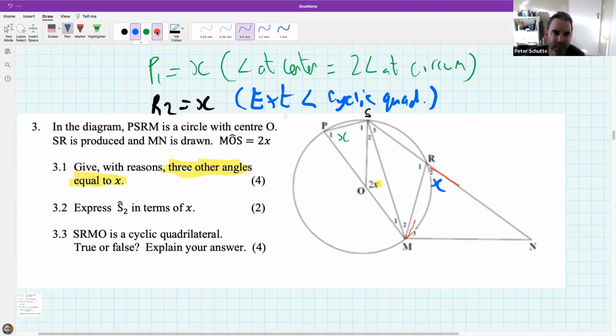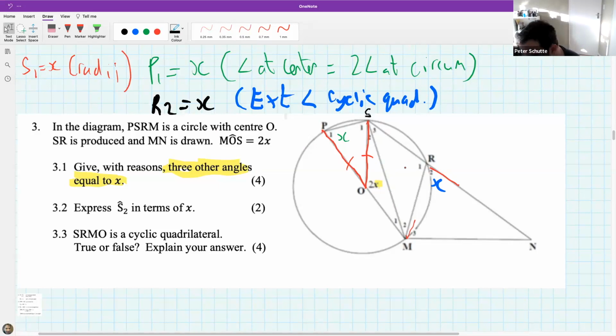If this is the center and it goes to the edge there, and this is the center and that is the edge there, what are those 2 things called? They are called radii, yes. And so what is the other angle that is going to be equal to x? Okay, so it's going to be S1 is equal to x, and that is going to be radii.